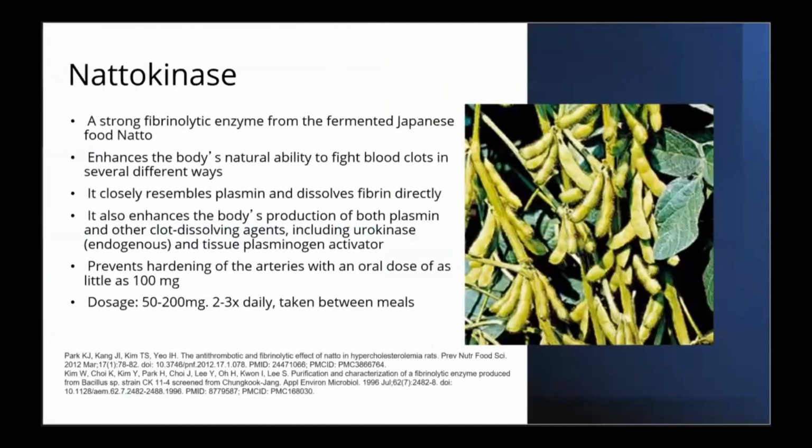Nattokinase, this is more specific for the cardiovascular system. It's really good at dissolving fibrin, working like plasmin, right? Enhances production of plasmin and other clot-dissolving agents. Prevents hardening of the arteries with an oral dose of as little as 100 milligrams. And I dose it between 50 and 200 milligrams 2 to 3 times a day between meals.